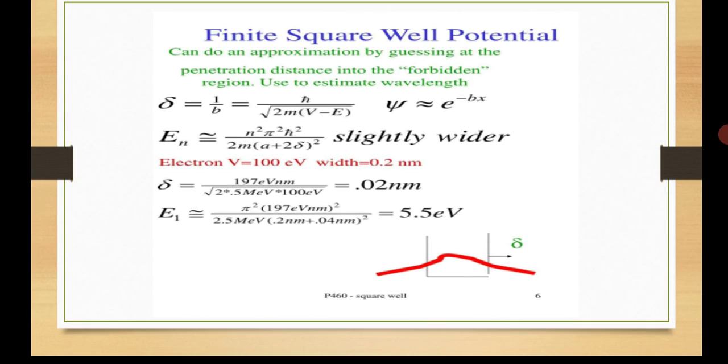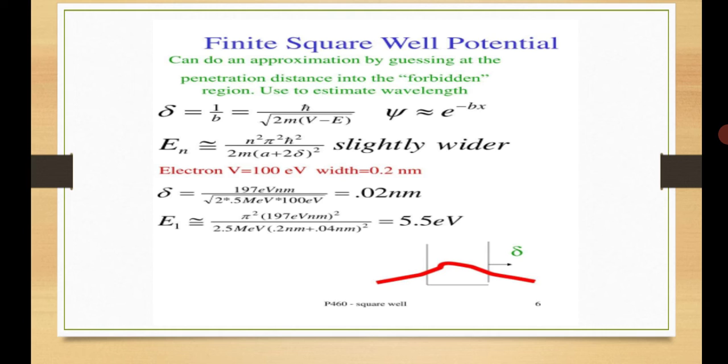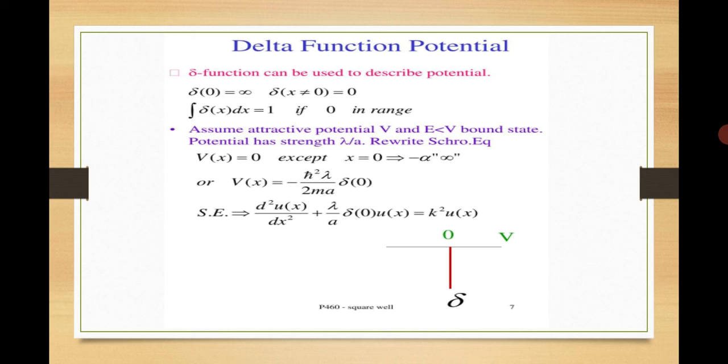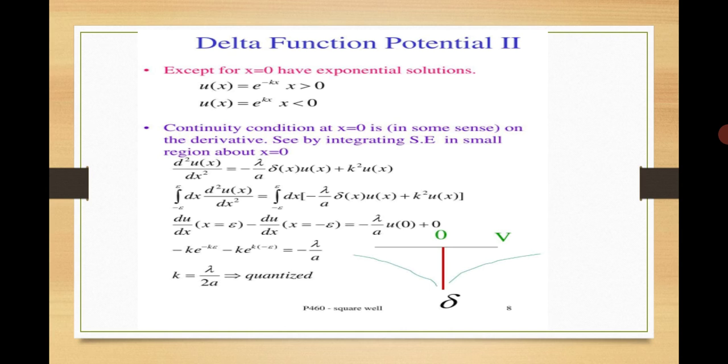Now, if we consider an electron with energy 100 electron volt and a width of 0.2 nanometer, we can get 1 upon b is equal to h cross upon the square root of twice m (V minus E). Then it has only one state. Now if we consider the delta function of the potential, we will get only one spike.